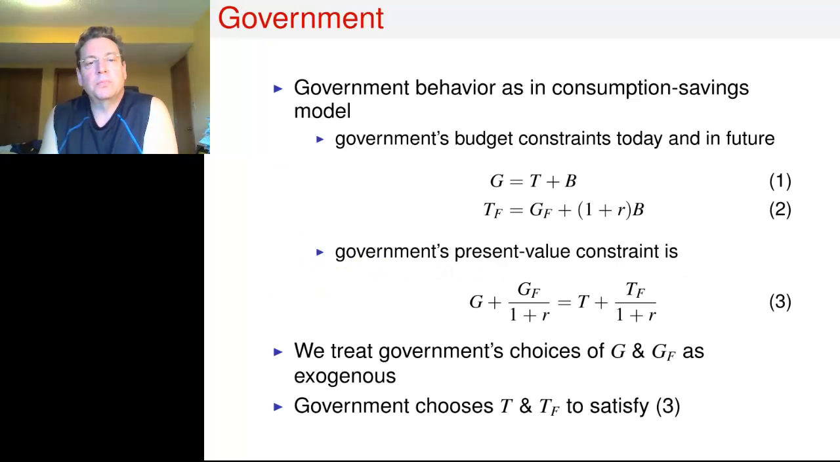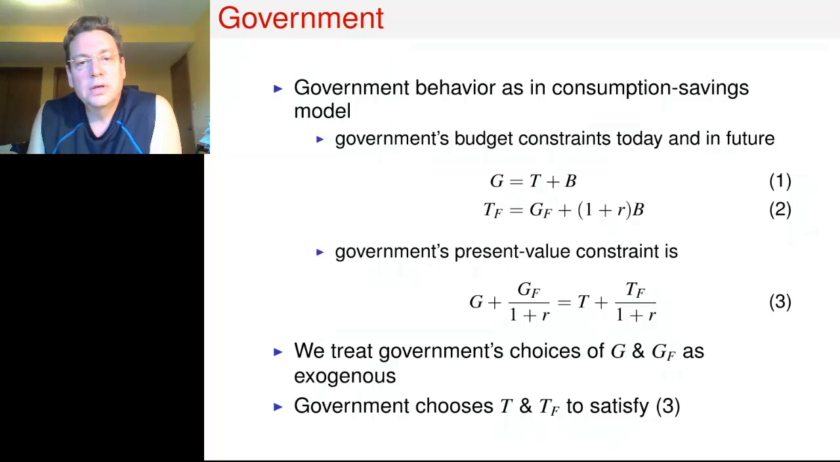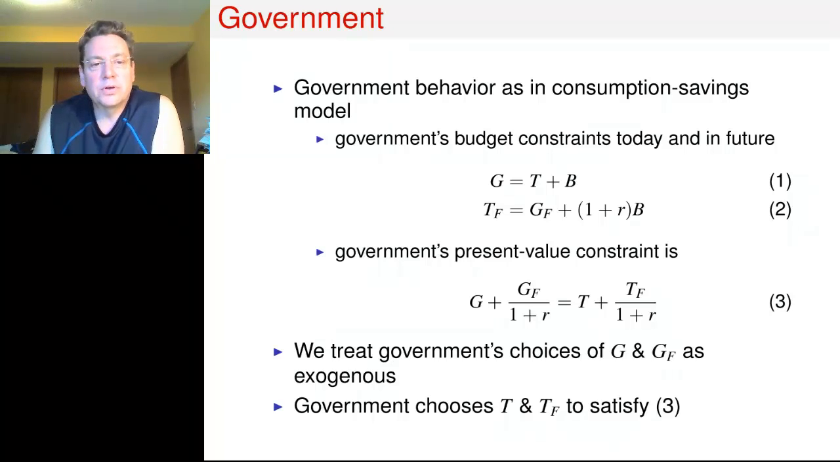Now, government behavior in this model is exactly as it was in the simple endowment version of the consumption savings model. Government today buys goods G, pays for them with revenues T, and any difference between spending and revenues it has to finance by borrowing. In the future period, then, the government has to pay off its debt. It has to raise enough taxes to cover government spending in the future, plus this paying off of the debt. So the present value constraint is just that the present value of purchases equals the present value of taxes.